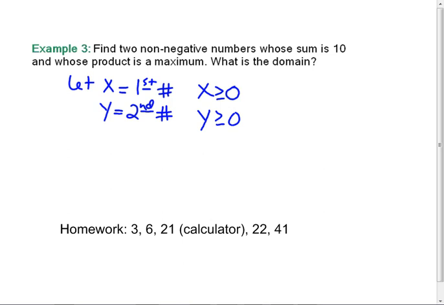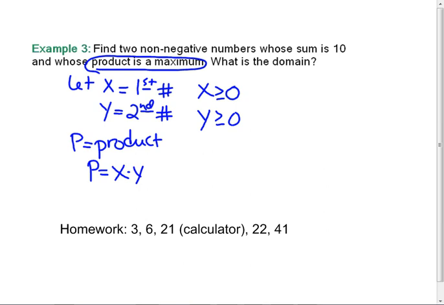And then I'm going to read the question. It says the sum of the numbers is 10, and the product is a maximum. So I look for what it is I want to maximize. I want to maximize the product. So how about I let p equal the product? Because I don't really care what letter that is. So how do you find the product? What do you do with x and y? Multiply them, right?